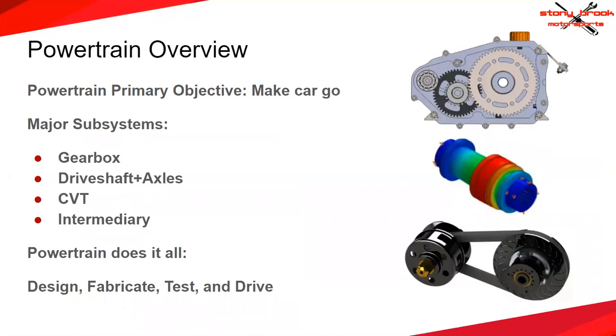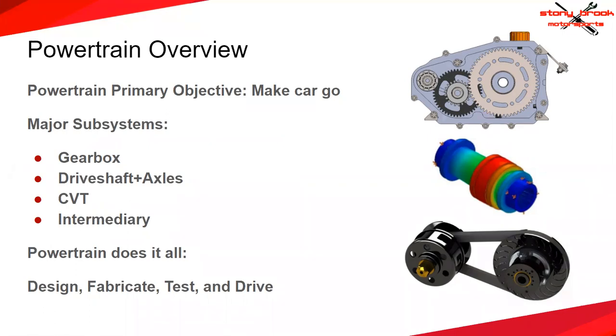All right, well, hey, my name is Christian Funes. I'm the powertrain system leader. So I'll be going through powertrain. So to begin off, what is the objective for powertrain? Basically, make car go. That's literally it. And so here we have four major subsystems. There's gearbox, drive shaft and axles, CVT, and then the intermediary.